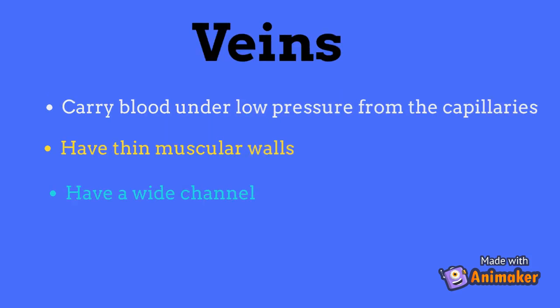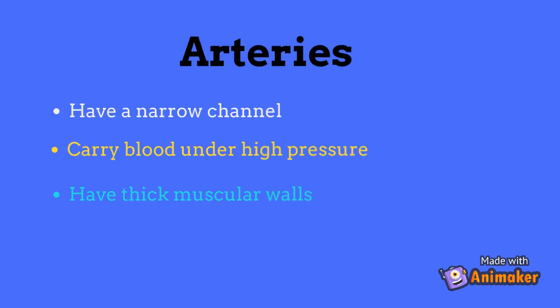Okay, so now let's go over some of the basics that you need to know about the blood vessels. Veins take blood into the heart. They have thin muscular walls and narrow channels, and they also carry blood under low pressure from the capillaries. Arteries are the exact opposite of veins. They have thick muscular walls and wide channels. They also carry blood under high pressure from the capillaries.